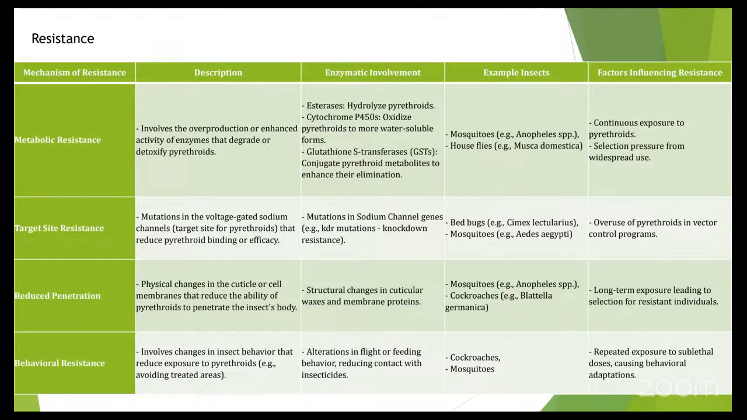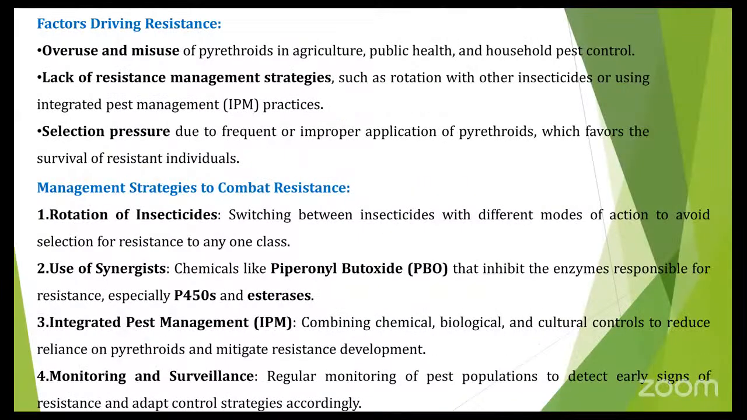We have already heard about the factors that influence resistance. The factor driving resistance, which we can commonly say, is the overuse and misuse of pyrethroids in agriculture, public health, and household pest control. The overuse should be limited because the more you use, the more chances of becoming resistant. And misuse is also not acceptable. Misuse can also lead to resistance because they get more frequently exposed to it and build up resistance against it. Another factor is the lack of resistance management strategies.